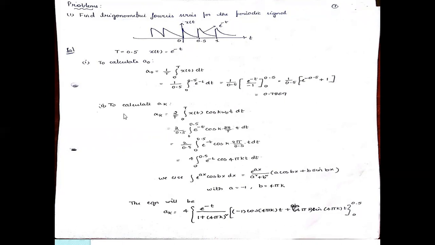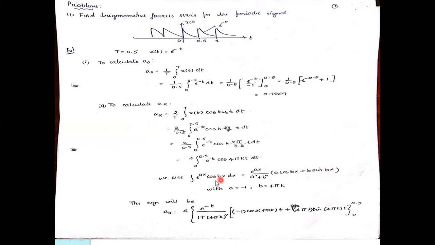Similarly, to find A suffix k, the formula is 2 by T, integral 0 to T, x of t cos k omega naught t dt. Omega naught is 2 pi f, and f is inversely proportional to the time period, so 2 pi by T. And you can use this formula: integral of e power ax cos bx is e power ax by a square plus b square, a into cos bx plus b into sin bx.